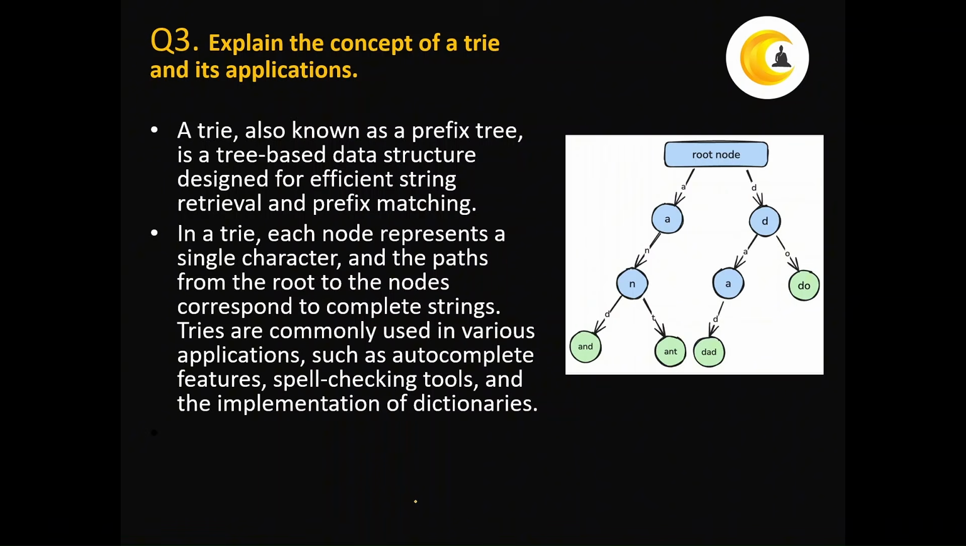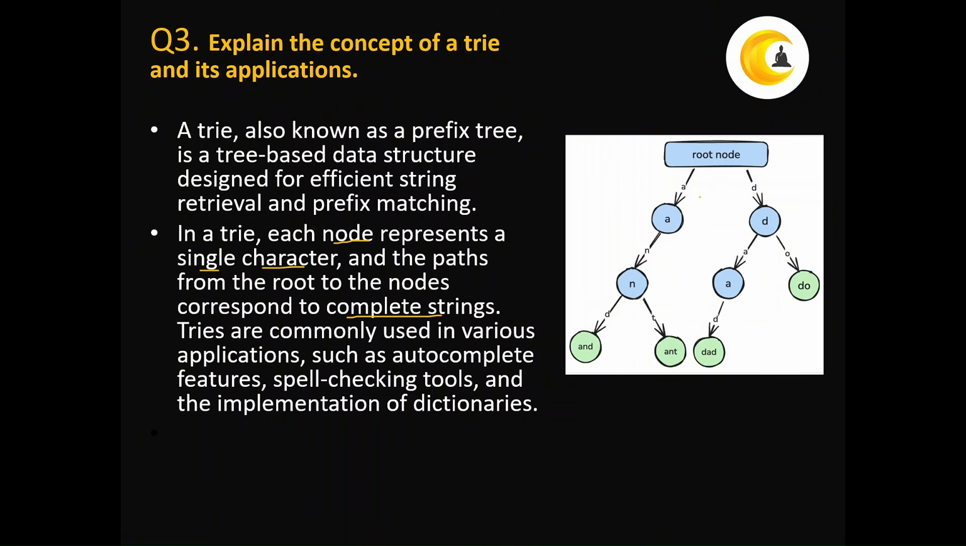Okay, tree is there, and prefix of tree is a trie. So, a trie is also known as a prefix tree, and it is a tree based data structure designed for efficient string retrieval and prefix matching. So what happens is that in a trie, each node represents a single character, okay? And the path from the root to the node corresponds to the complete string.